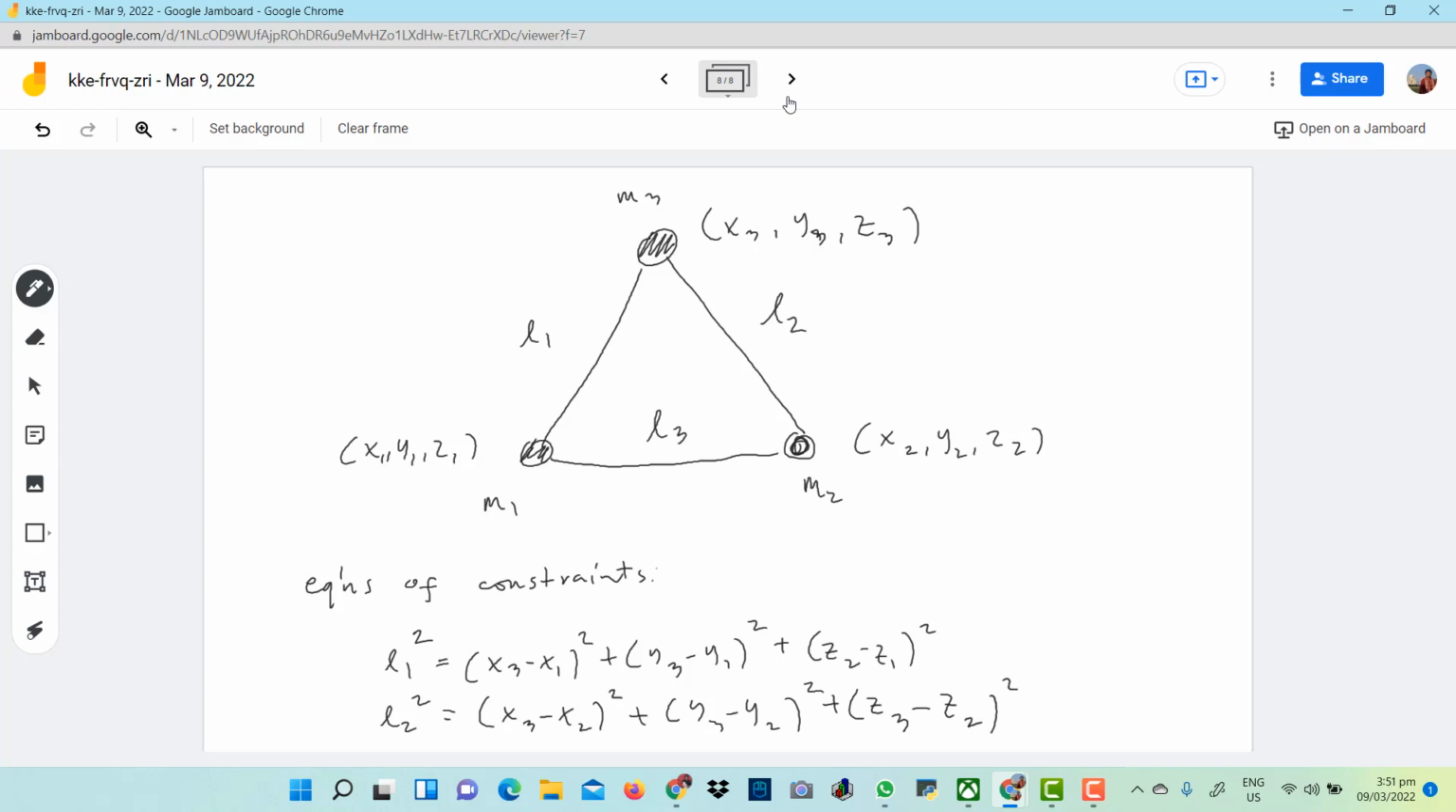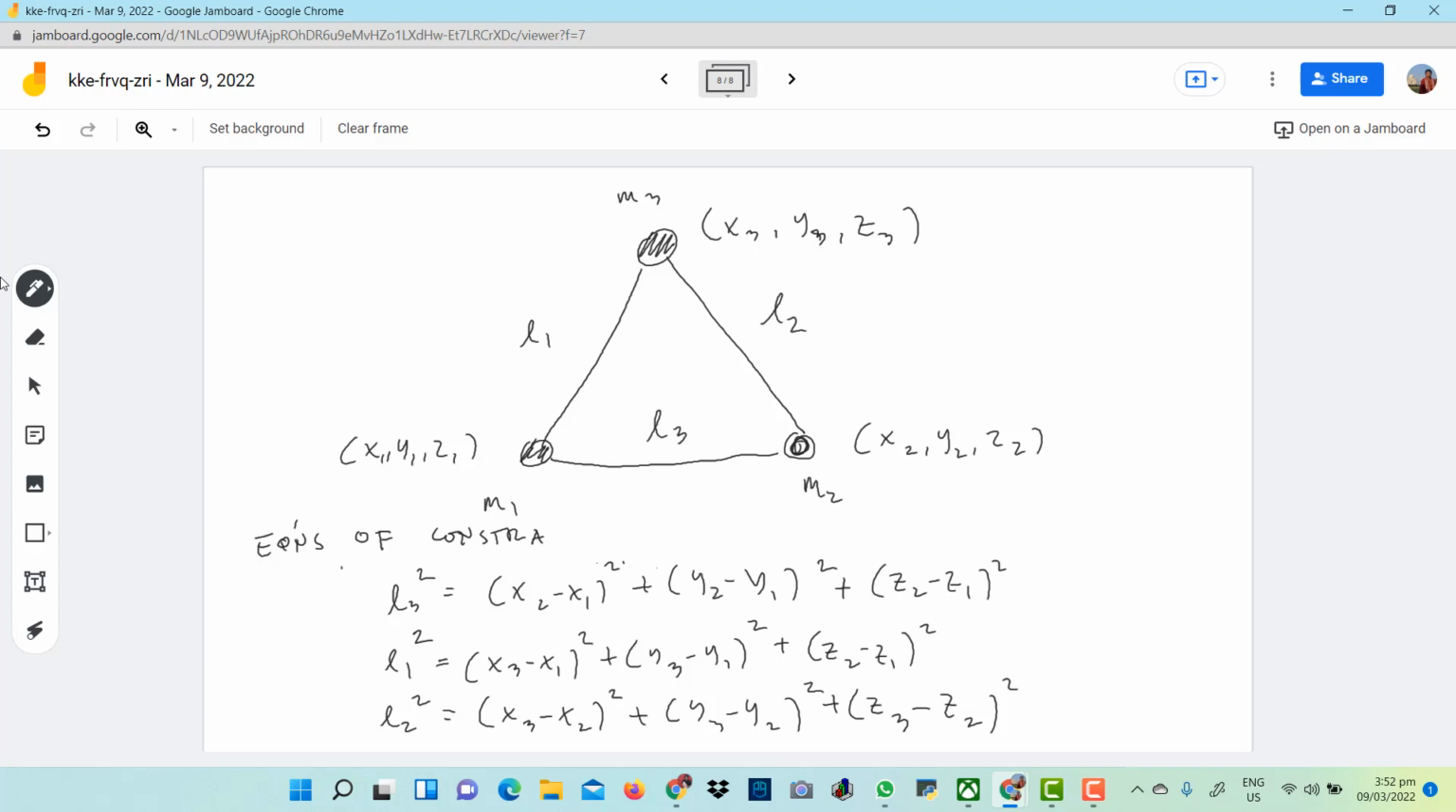Lastly, we have L3. L3 squared equals (x2 minus x1) squared plus (y2 minus y1) squared plus (z2 minus z1) squared. These are the equations of constraints.